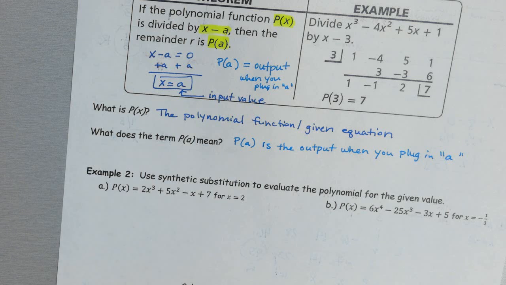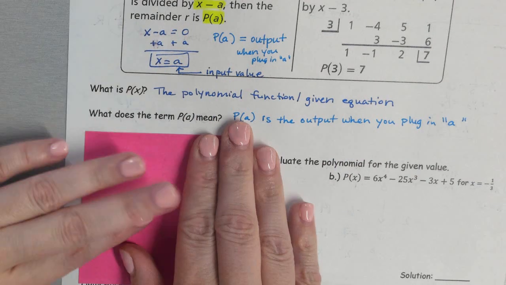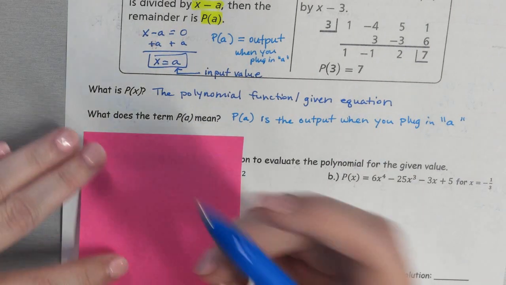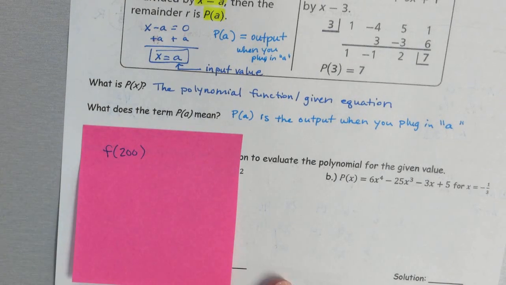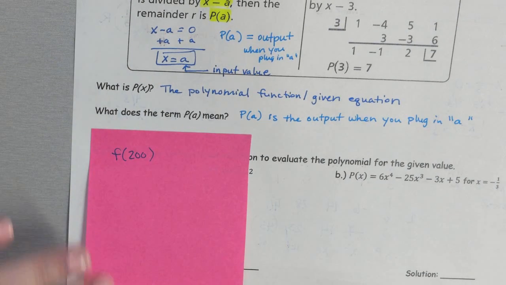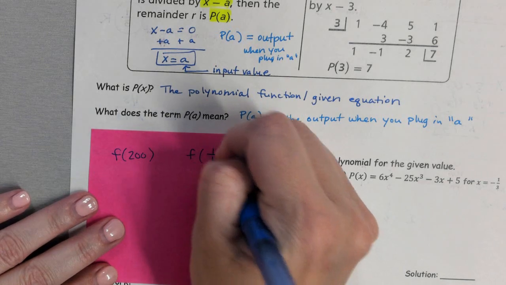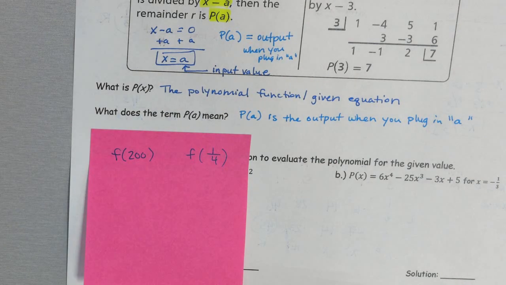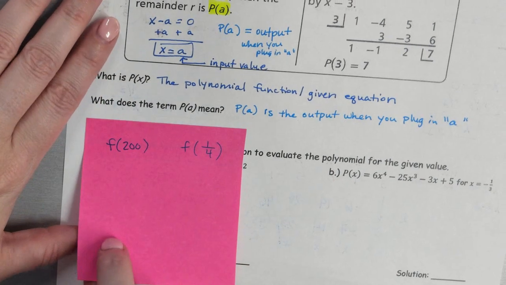So we've actually done this before. We've just used f of x, right? Remember where we had some of the story problems where we had to find like f of 200? Or like when you were using your vertex, f of 1/4, we had to plug those in. That can be kind of long. We can use synthetic division to help us with that, to make the process a little quicker.